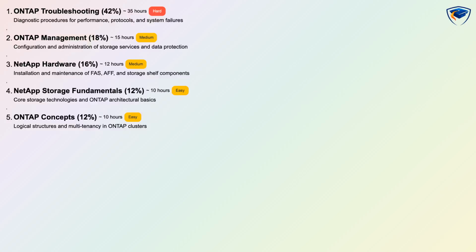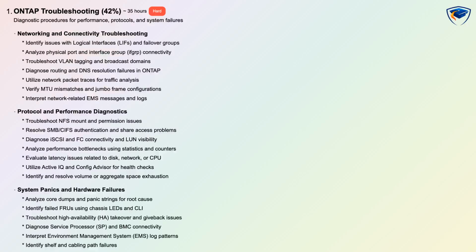Each domain entry includes difficulty, estimated learning hours, assessment type, and the key topics you will master. Domain: ONTAP troubleshooting, weight 42%, focus on diagnostic procedures for performance, protocols, and system failures. Difficulty is hard, estimated learning time is 35 hours, and the assessment is scenario-based.